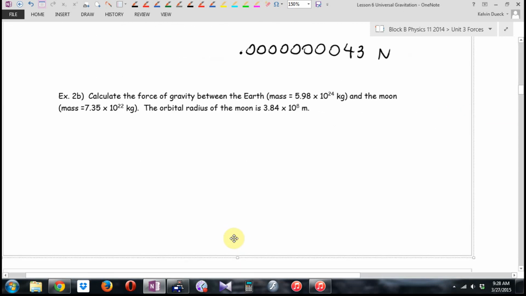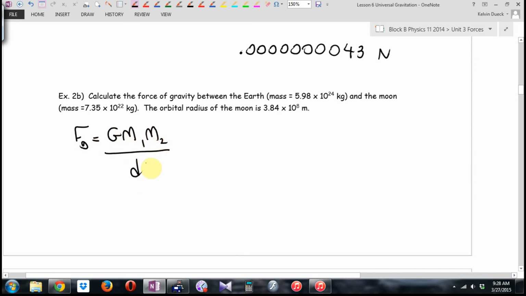Calculate the force of gravity between the Earth and the Moon. The orbital radius of the Moon is that. Okay. It's going to be big G m1 m2 over d squared. Big G is the constant that we have to put into this equation to get an answer in newtons. This was the one that Sir Isaac Newton said, that's that small number out there, but I don't know what it is. It's 6.67 times 10 to the negative 11.